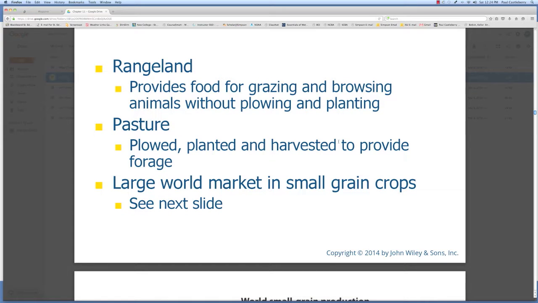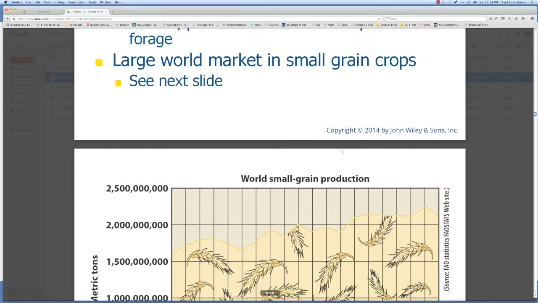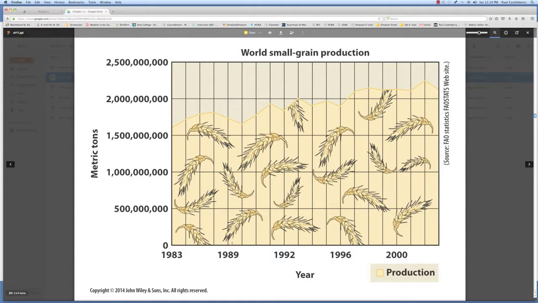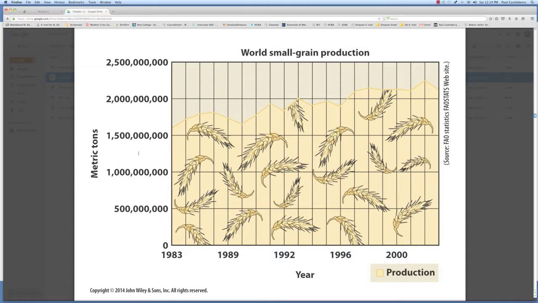Now, large world market in small grain crops. Let's take a look at the next slide here. So this is the world's small grain production that we see here that goes from 1983 up to, it looks like, let's see, probably about 2006, somewhere in that area. And in terms of metric tons, so this is in 1.5 billion metric tons. Back in 1983, you've seen we've had some growth and dips, but overall we've seen a general increase in terms of world small grain production.